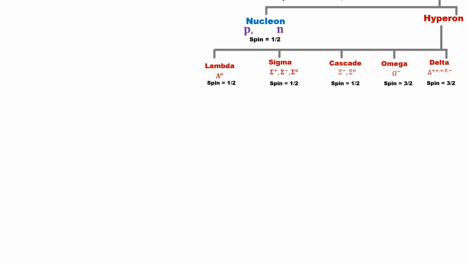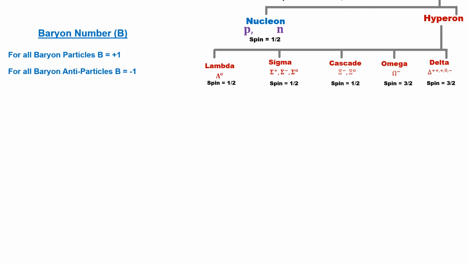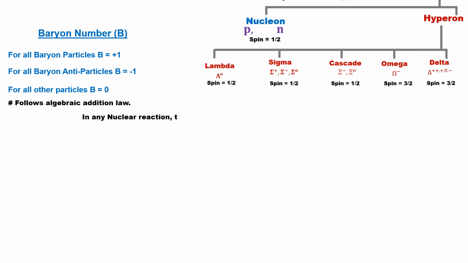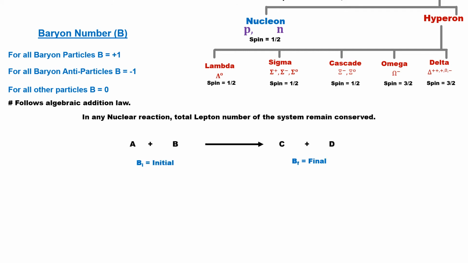Like lepton particles, a special quantum number has been defined for baryon particles, which is called baryon number. For all baryon particles, baryon number is +1, while for all anti-baryon particles, baryon number is -1. Particles which are not baryons have baryon number 0. Like lepton number, baryon number also follows the algebraic addition law. According to baryon number conservation, baryon number should remain conserved in any nuclear reaction. If parent particles decay into daughter particles, then the total baryon number of the parent particle should be equal to the total baryon number of the daughter particles.